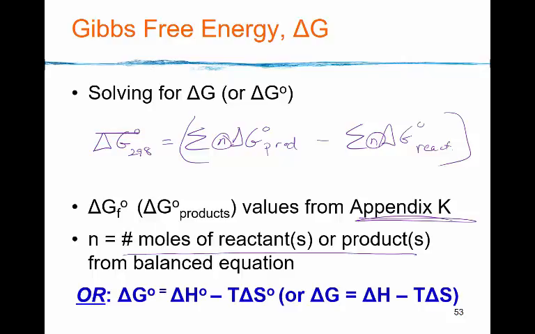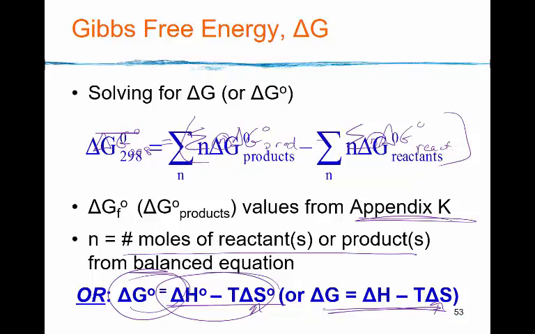Or delta G0 is equal to delta H0 minus T delta S0, or delta G is equal to delta H minus T delta S. You can get all of these numbers from where? Yep, you got it. If they're the 0 values, these all come from Appendix K. If they're not the 0 values, that means they're not at standard temperature and pressure, and so you might have to do some crazy stuff. Maybe not. All right.